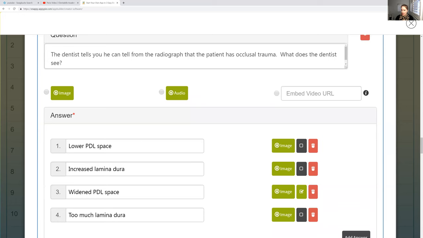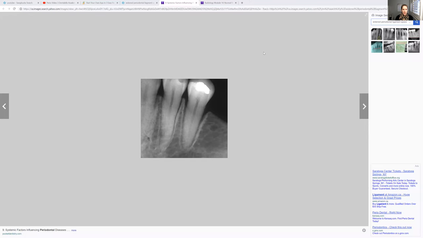Actually, let me see if I can find a quick image. Oh, sorry guys, let me see if I can find a quick image on my computer. I'm just gonna pause this for one moment. Okay, you guys, can everybody see my screen okay?